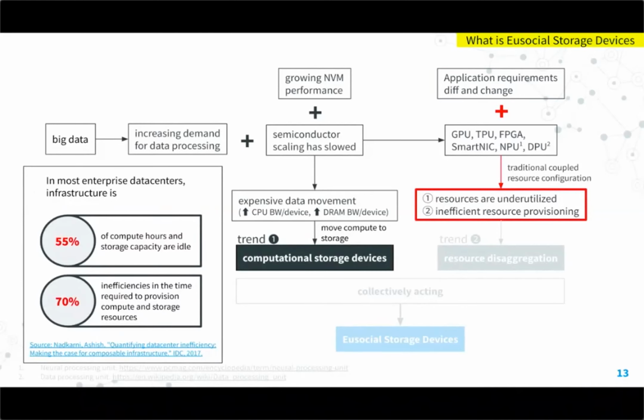In an IDC report, it found that in most enterprise data centers, about 55% of the computing hours and capacity remain idle. And also about 20% of engineers reported inefficiencies in the time required to provision compute and storage resources.